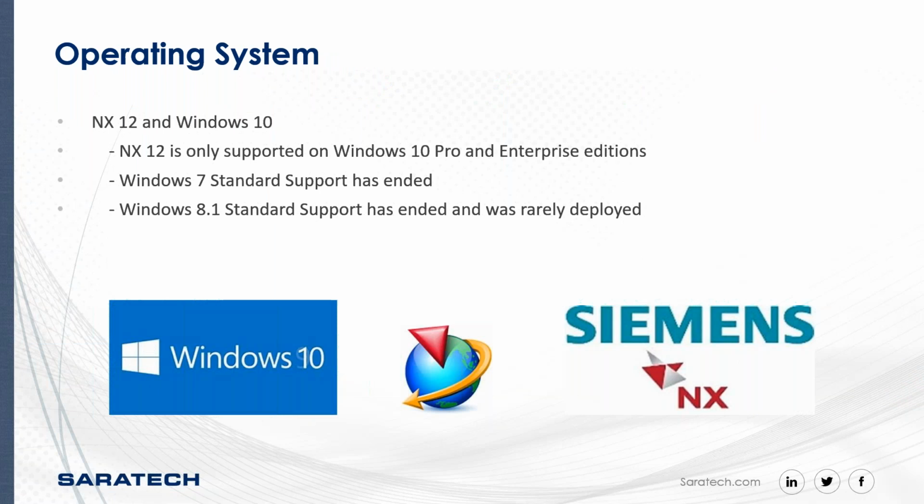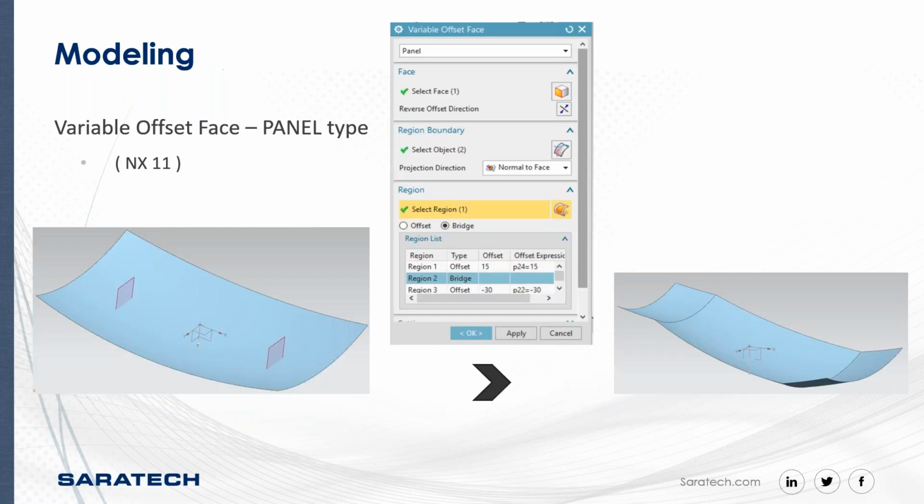Also, a couple comments here on the operating system. Now with NX12, it is certified with Windows 10. We've had a few calls into our support line saying, hey, when is NX going to be certified with Windows 10? It is certified today. I also want to emphasize that for Windows 7, the standard support has ended with Siemens, so they're emphasizing moving forward with Windows 10. And with Windows 8, we rarely had many customers on it. Even myself, I was on Windows 7 for the past couple of years.